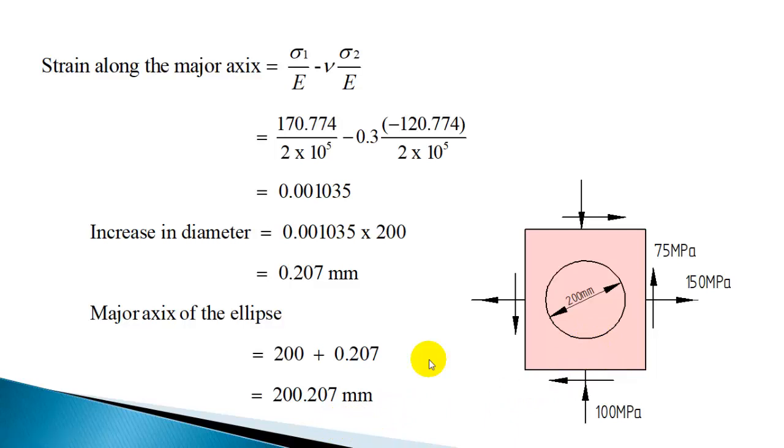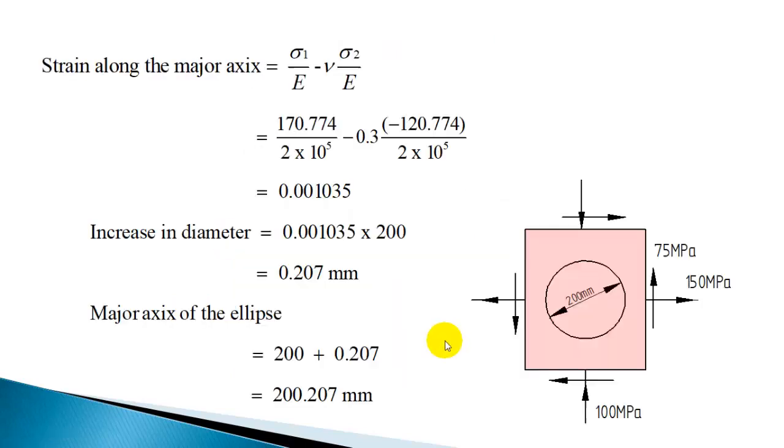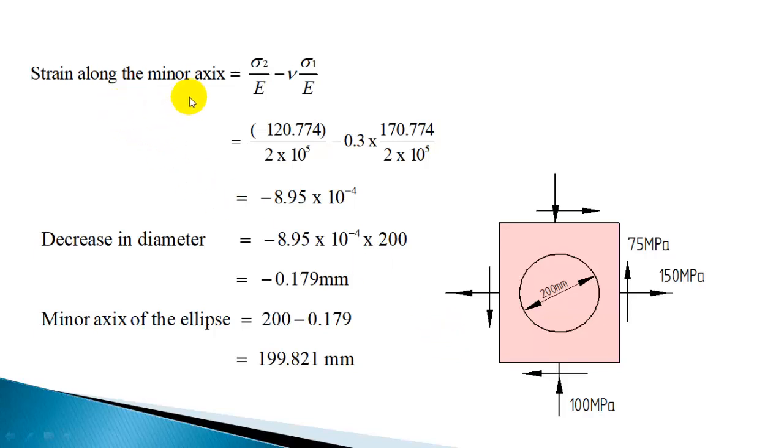And now you need to find out the minor axis. To find the minor axis, you should find the strain along this axis. So that is sigma 2 by E minus mu sigma 1 by E. So use the equation: strain along the minor axis is sigma 2 by E minus mu sigma 1 by E. So it is minus 120.774 divided by Young's modulus, 2 into 10 raised to 5, minus 0.3 into sigma 1, which is 170.774, divided by 2 into 10 raised to 5.